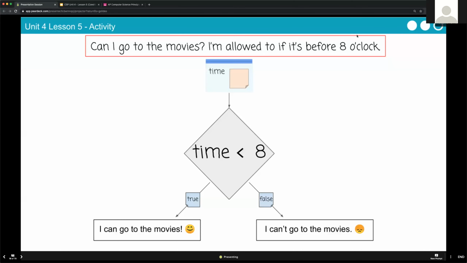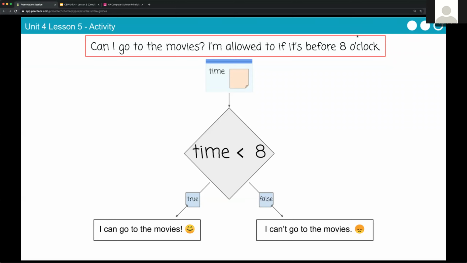Okay, so last time we took a look at this question that we wanted to use to make a decision. Can I go to the movies? We knew that we're allowed to go if it's before 8 o'clock. So what we did is we thought about, well, what's the information we need to know? We need to know what time it is in order to answer that question. We decided that one really good variable name for this piece of information would just be time.